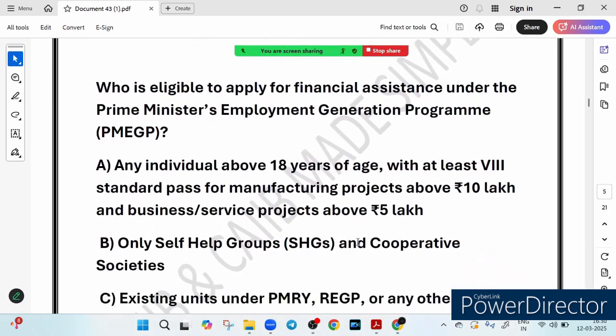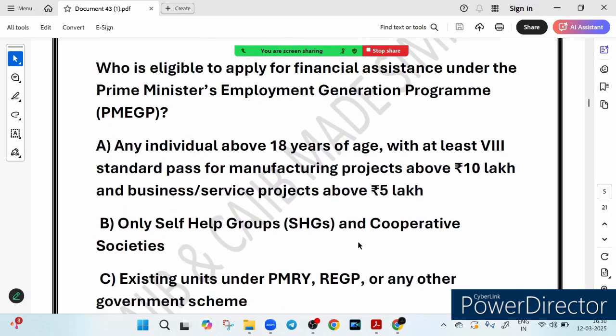Now this is a very important question. This question is regarding PMEGP, Prime Minister Employment Generation Program. Who is eligible to apply for financial assistance under PMEGP? Very important question, that who can apply for financial assistance under PMEGP. So friends, PMEGP, Prime Minister Employment Generation Program. Option number A, an individual above 18 years of age with at least 8th standard pass for manufacturing project above 10 lakh and business service project above 5 lakh.